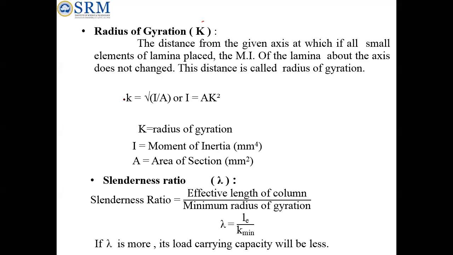For radius of gyration k, the formula is root of I by A, where I is the moment of inertia and A is the area of cross section which you are going to take. So I is equal to A k square. This formula we know. So k is equal to root of I by A.